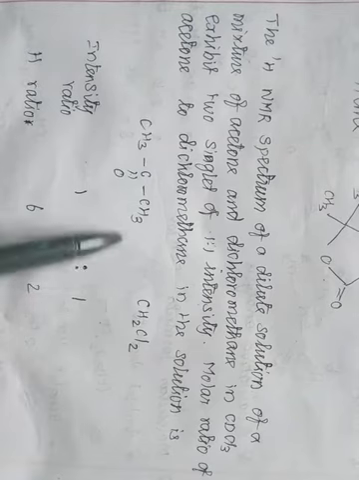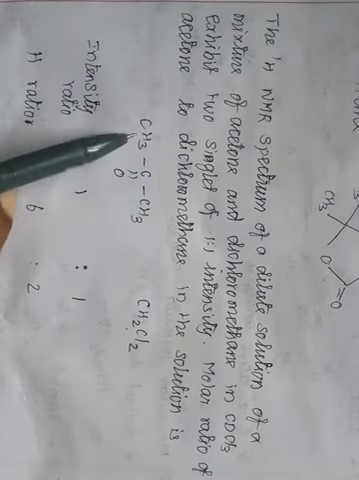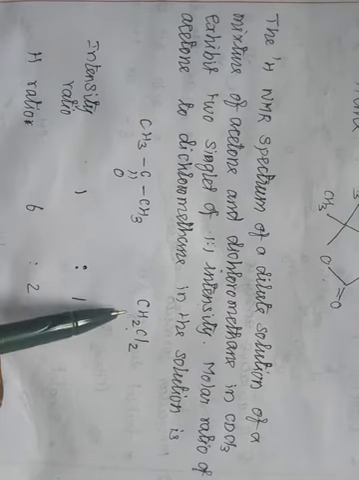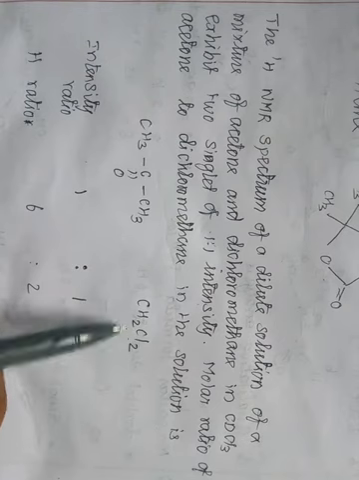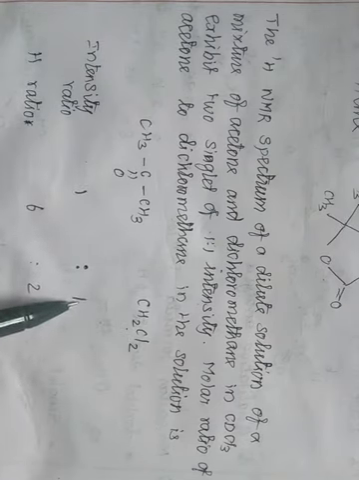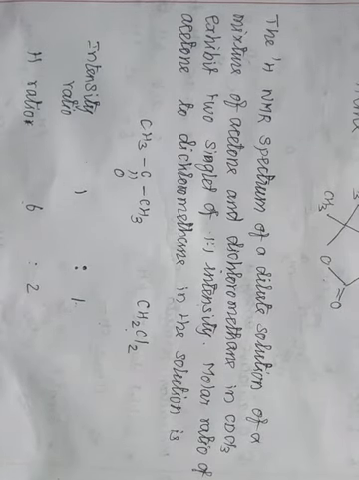But when you consider acetone and dichloromethane, the number of hydrogens in acetone is 6, and the number of hydrogens in dichloromethane is 2. Their intensity ratio is 1:1, but the hydrogen ratio is 6:2. When you rearrange this, their molar ratio is 1:3. That means their molar ratio should be 1:3.